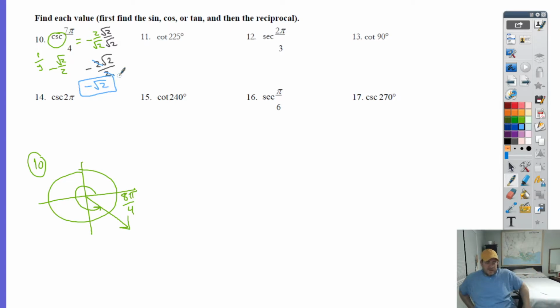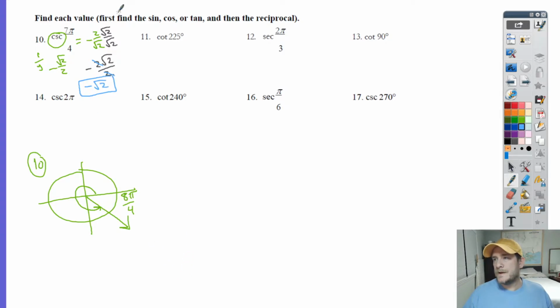Hey, would it be a really good idea to remember that the reciprocal of root 2 over 2 is just root 2? Seems like it'd be a good idea. Seems like it'd be a waste of time to always flip and rationalize just to land on the same thing over and over again. You should just memorize that the reciprocal of root 2 over 2 is root 2.